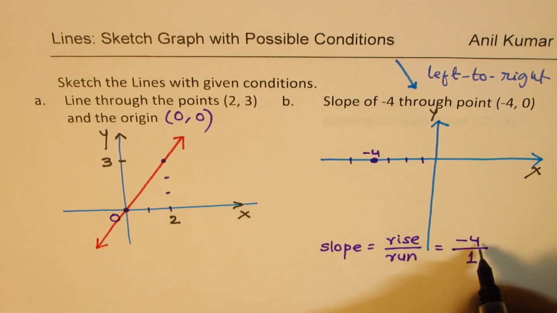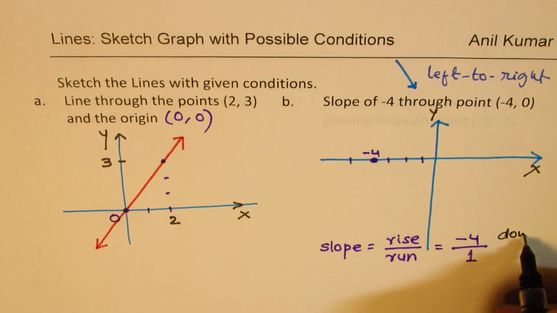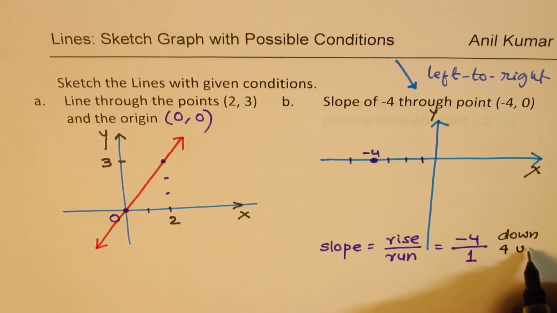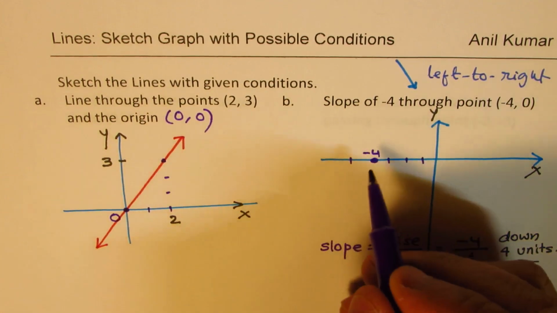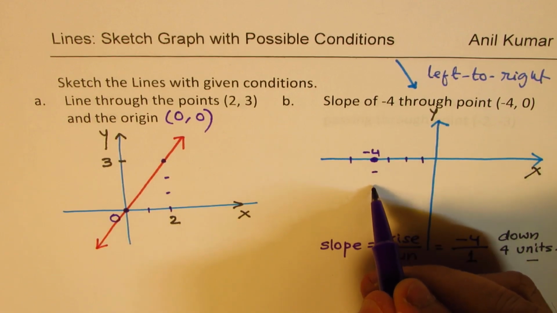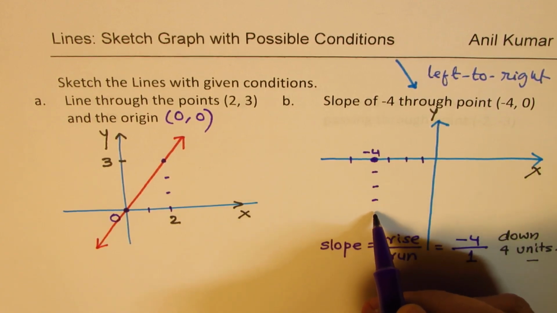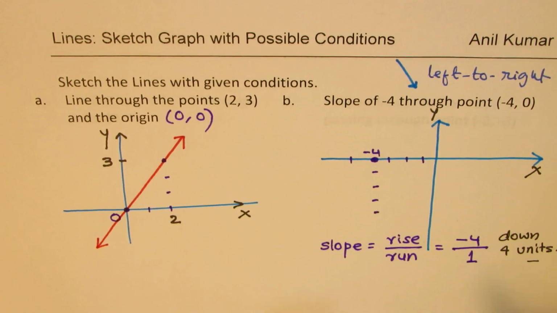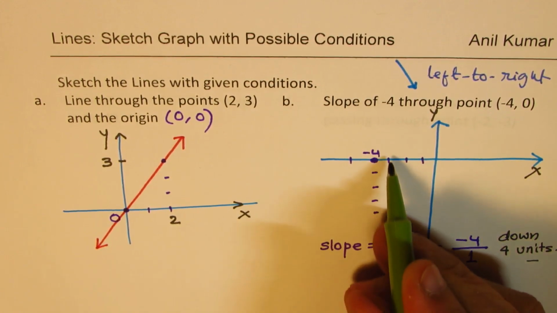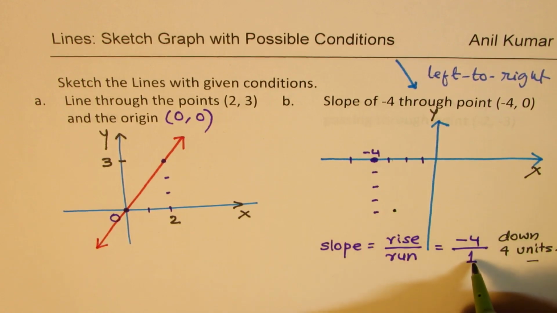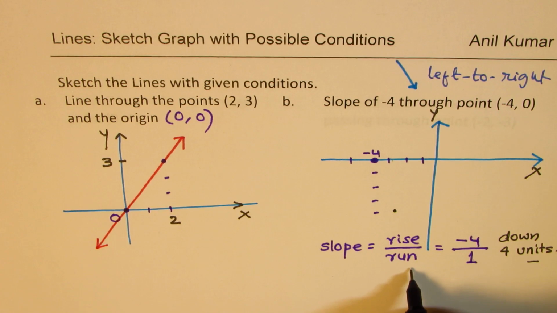That means down 4 units. Does it make sense, right? That is how you need to understand. Perfect. So we'll go down by 4 units. So from here we go 1 unit down, 2 units down, 3 units down, and 4 units down. And this one here means you go 1 unit to the right. So this is 1 right.